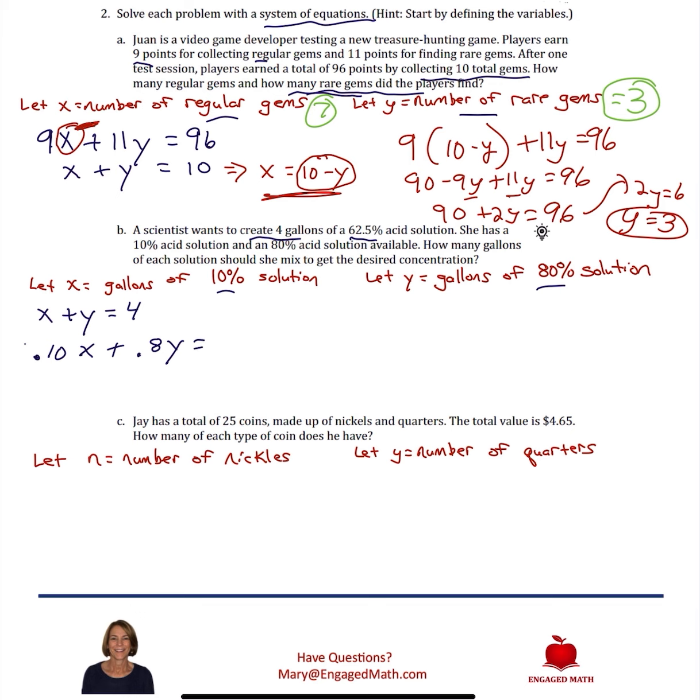All right, so now what we're going to do is we're going to say that that's equal, and we want 62.5%. So we're going to write that as, we're going to move that decimal over 2 to the left, just like we've done with the others.